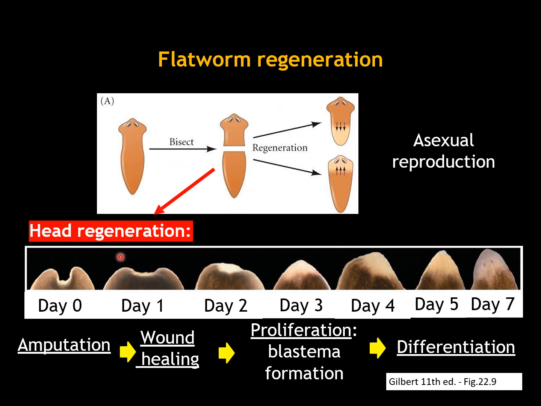So here, maybe if you have done the experiments, you can see what happened when you do these regeneration experiments. You go into asexual reproduction, and this head regeneration will take around 7 days. Day 0 will be the amputation, and then the wound healing starts. Later we will see that the cells that are lost require proliferation. So you form something like a repairing wound called a blastema. And then after the cell division, you go into differentiation to produce the head again.